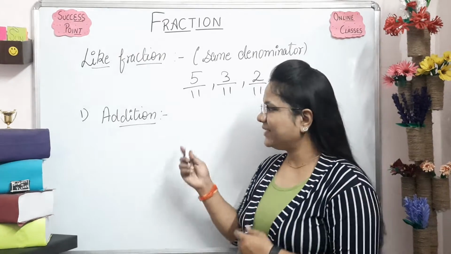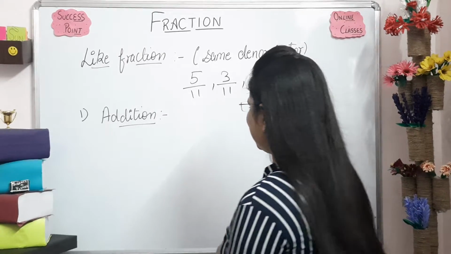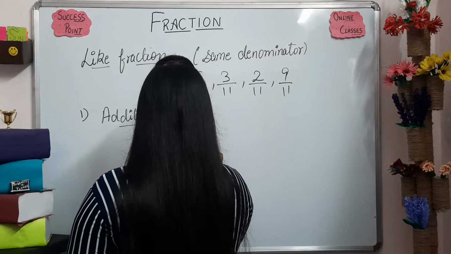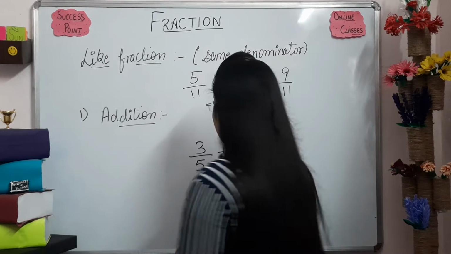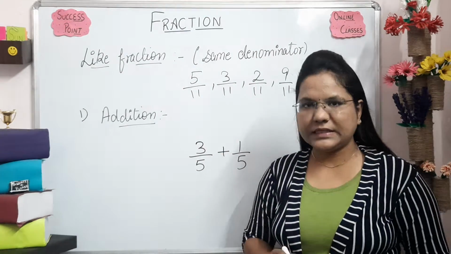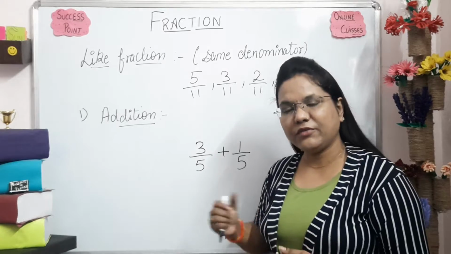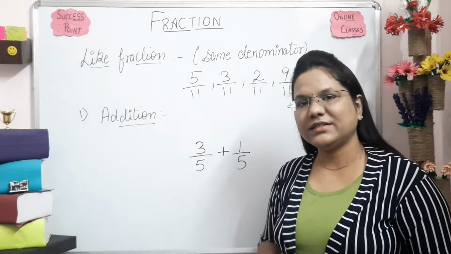Okay guys, so let's understand addition of like fractions by taking an example. Let's start with it. We have two numbers, 3 by 5 and 1 by 5. Now can we say them like fractions? Yes, denominators are same, so we can say these are like fractions.